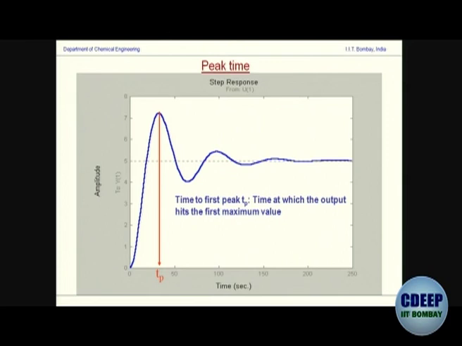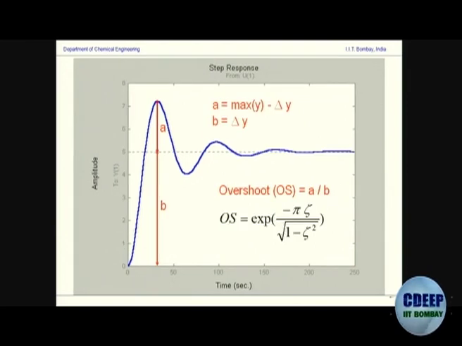This is the second specification. There could be a third specification which says overshoot: how much over the steady state value will the output peak, and after that it gets dampened. So the ratio of A to B is typically called the overshoot. In a thermally sensitive application, I do not want that overshoot to be large.